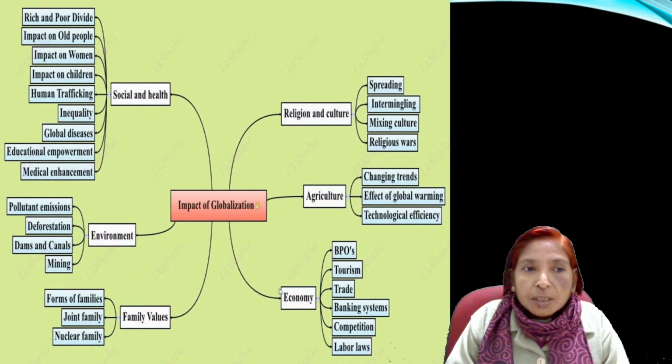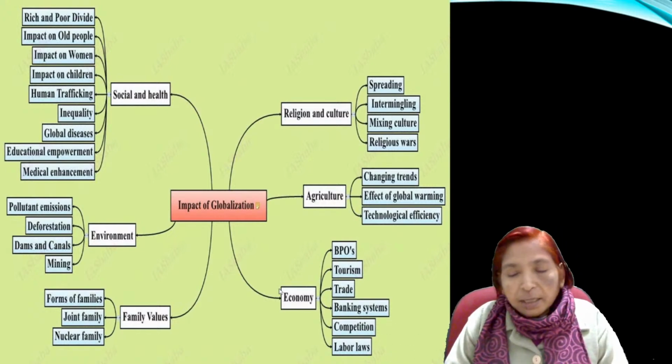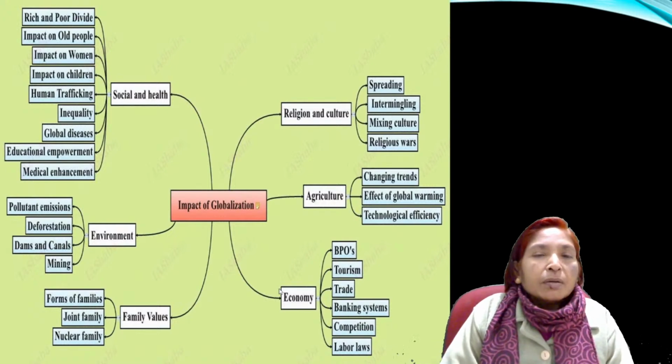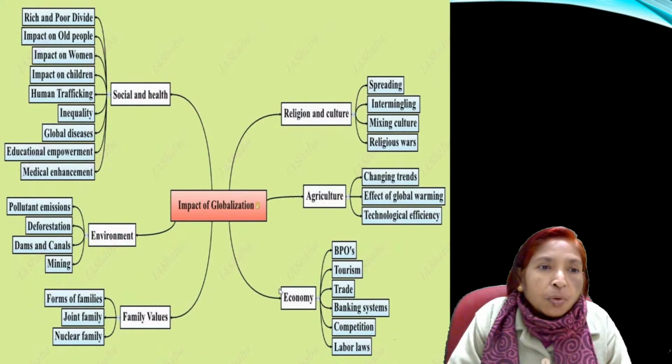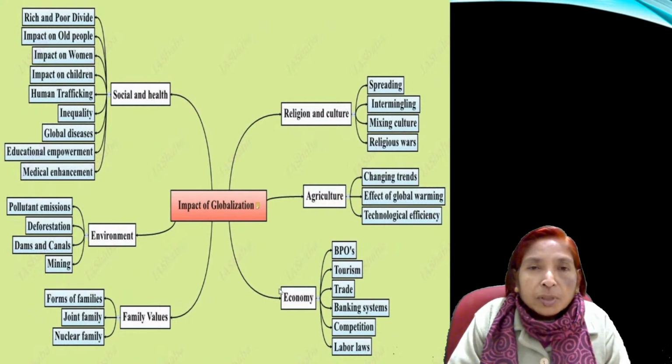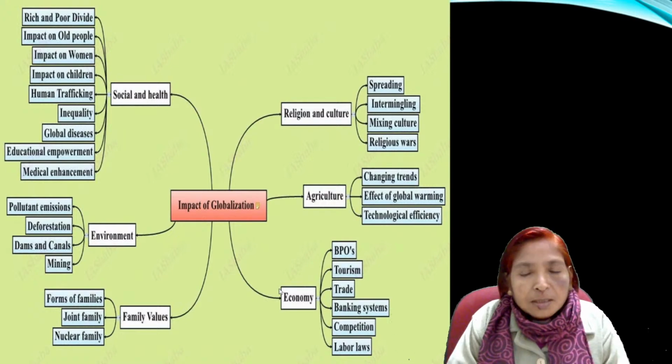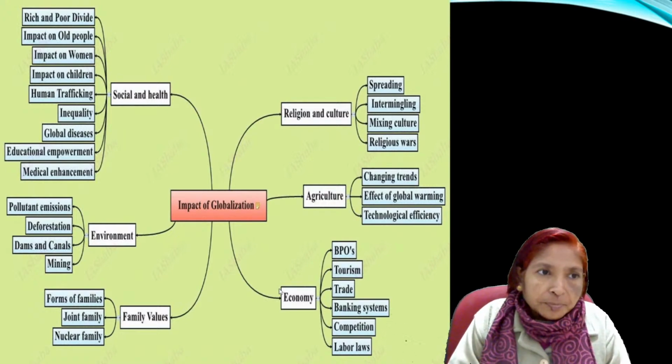Now, next is social and health. In this, there is a division between rich and poor. At present, the whole world is divided into three categories: high income countries, middle income countries, and poor or lower income countries. It means globalization has divided the whole world into two categories, one is rich and the other is poor.